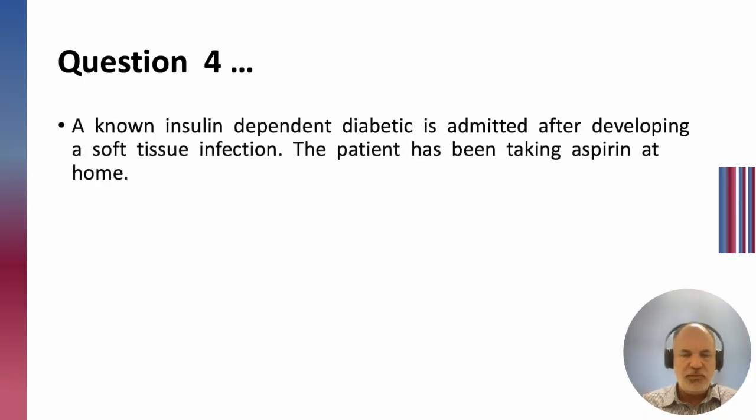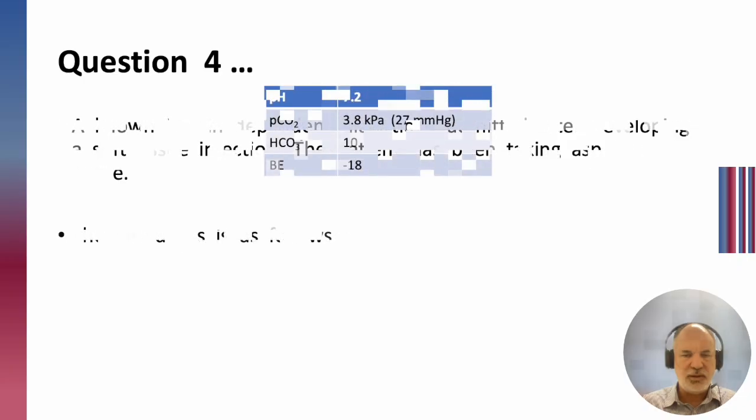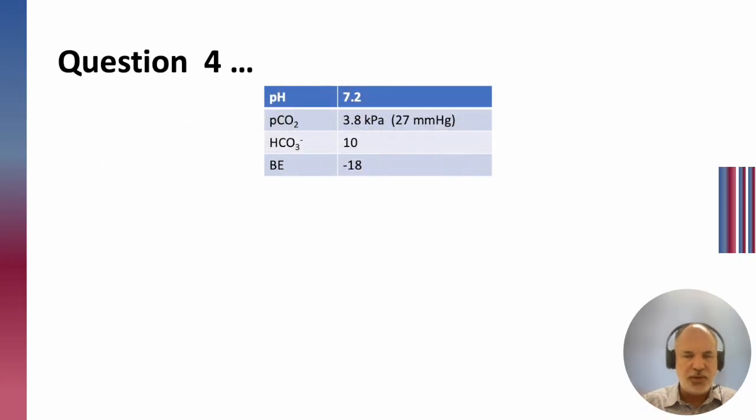Moving on to question 4, a known insulin-dependent diabetic is admitted after developing a soft tissue infection. The patient has been taking aspirin at home for analgesia. And if we look at the blood gas now, it looks as follows. So the patient has a pH of 7.2. The CO2 is 3.8 kilopascals. The bicarb is 10 and the base excess is minus 18.